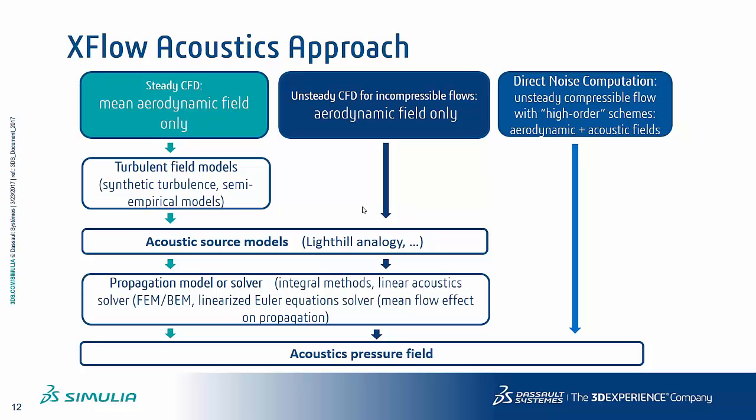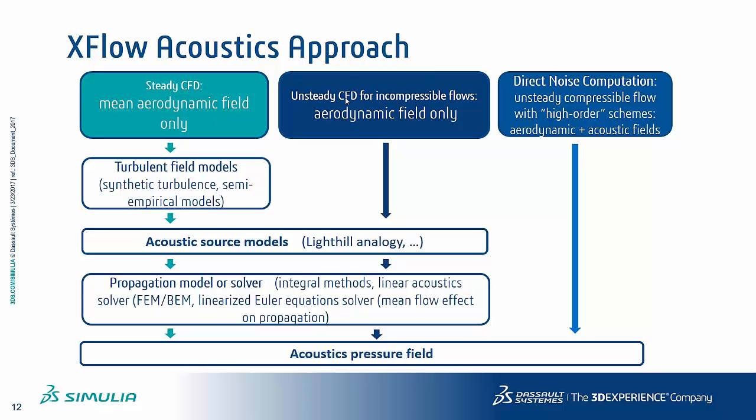So just to explain the differences between approaches to acoustics, we've got several ways of approaching acoustics in CFD. Imagine you've got a steady state CFD, so you get a mean aerodynamic field. You model your turbulence with, for example, a RANS model. Then since you don't have any fluctuation, you have to model the source of acoustics, because normally the source comes from the fluctuations of pressure in your fluid domain. And then you also have to propagate this source of acoustics, and then you'll get your acoustic pressure field.